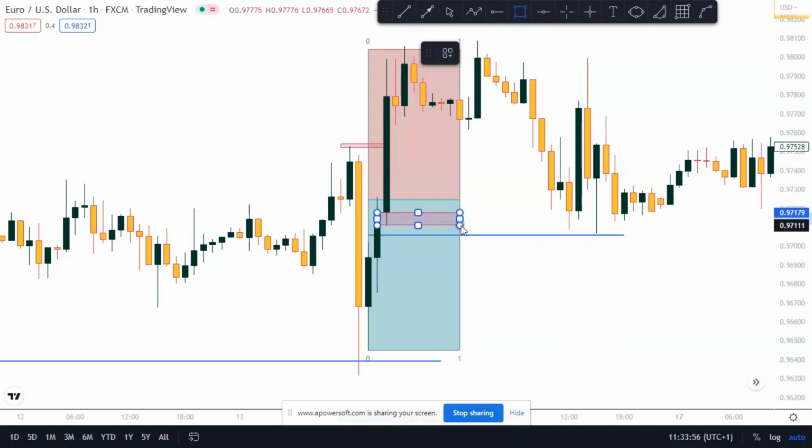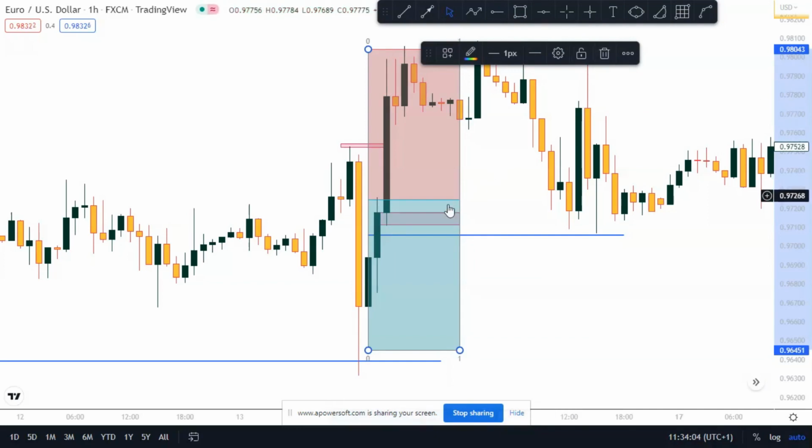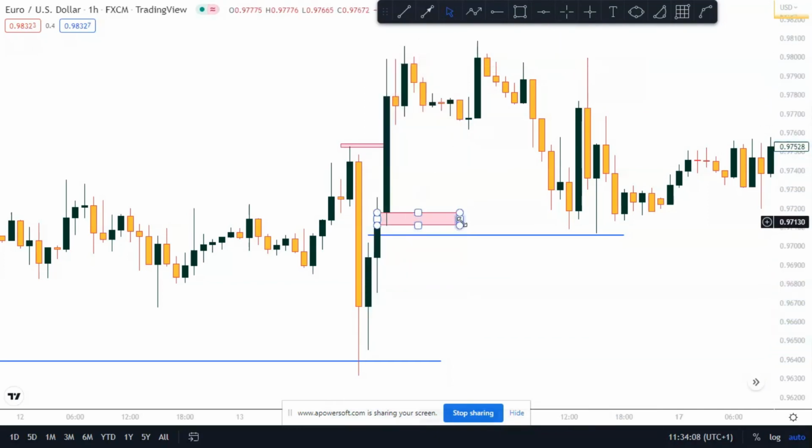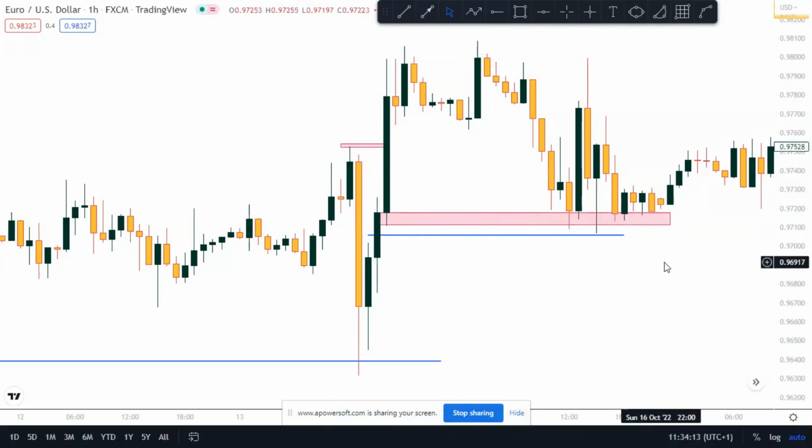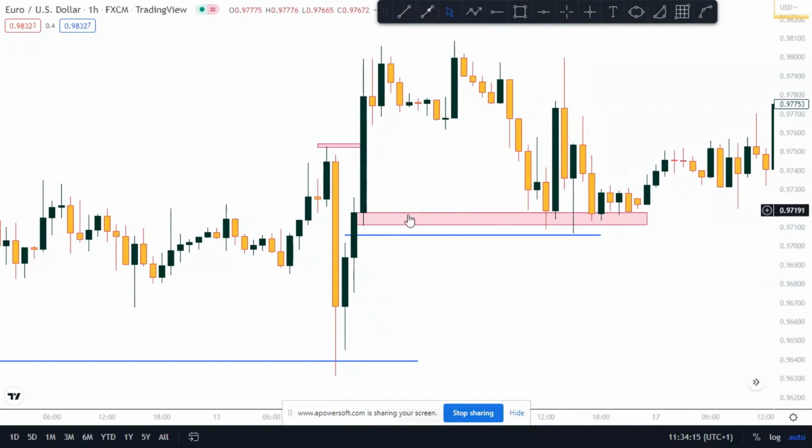Where the market rejected, but cautiously. So I highlight off that area. What am I going to do? Let me now delete this measure tool, because we know that we are now in a discount. This is the area where we are going to be placing our pending orders.